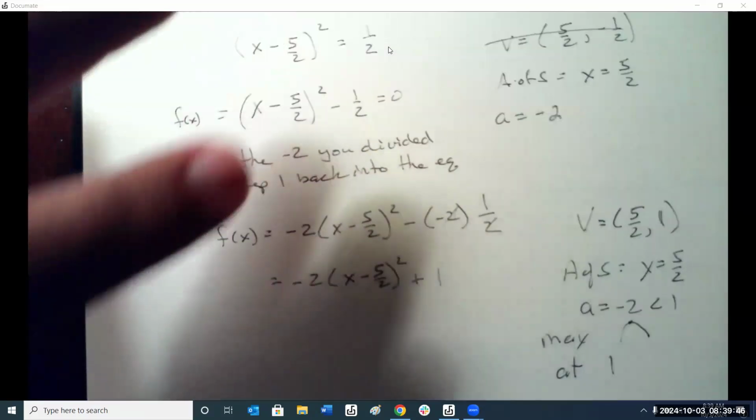Once we have a vertex form, then we could find all this stuff. Then we could set it equal to 0 and find our x-intercepts.